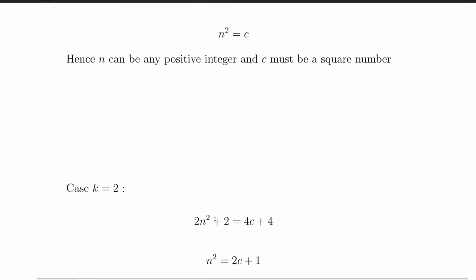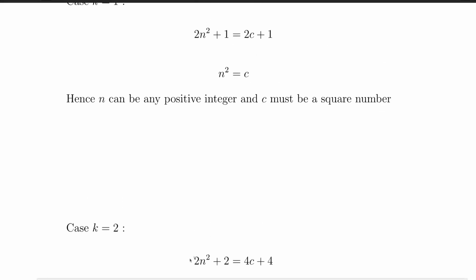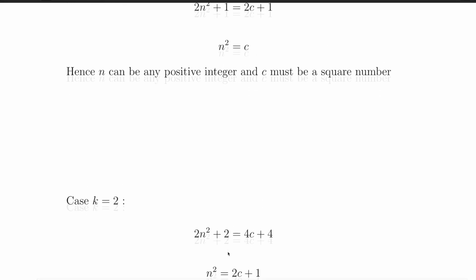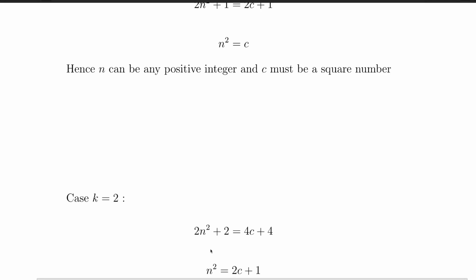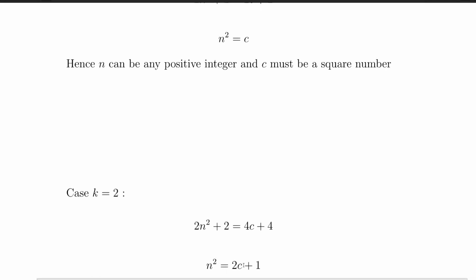The next case is when k equals 2. Well, when you plug in k equals 2, you get this, and then you simplify it down to this. And what you have to notice is that this 2c plus 1 is in the form of an odd number, because c is a positive integer. So 2c plus 1 has to be an odd number. And we have that n squared is equal to an odd number, so that means that n has to be an odd number as well.